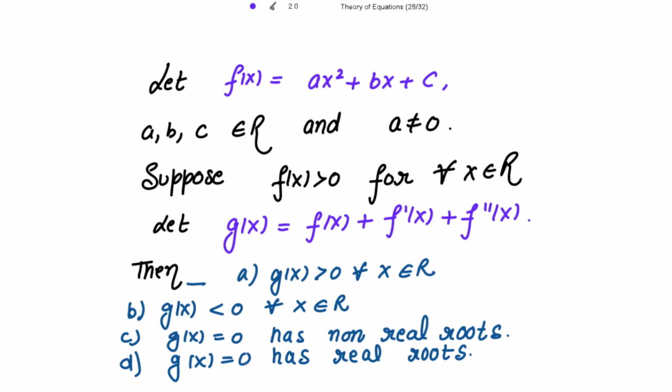We have to check this. First, g(x) is strictly positive for all x belonging to the real numbers. Second, g(x) is strictly negative for all x belonging to the real numbers. Third, g(x) = 0 has non-real roots. And fourth, g(x) = 0 has real roots. We have to check all these.